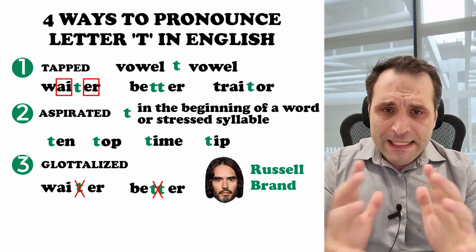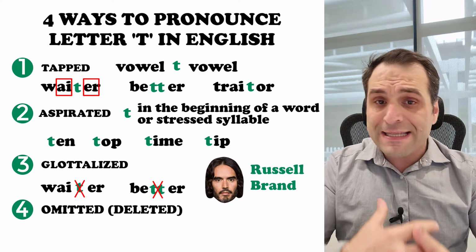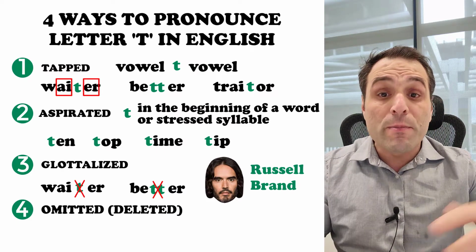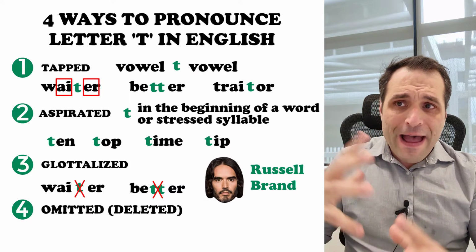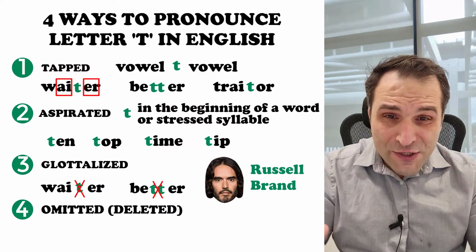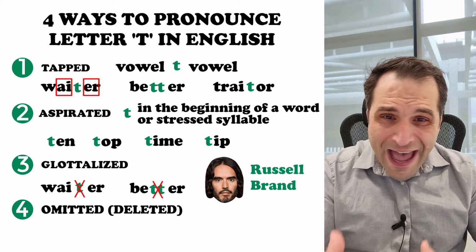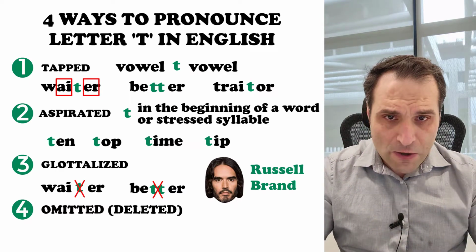Now, the last way is omitted, right? Omitted means deleted. That means we remove the sound. We just remove it altogether. And that happens, again, in certain situations where we believe that the combination of sounds is not that easy to produce. So we decide to drop the T altogether.